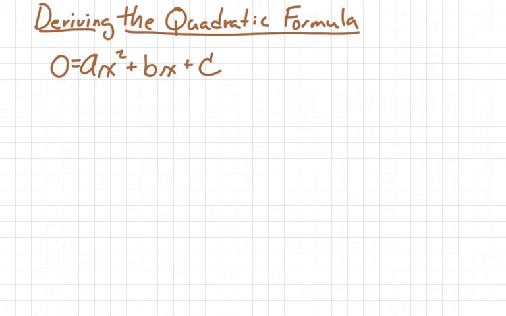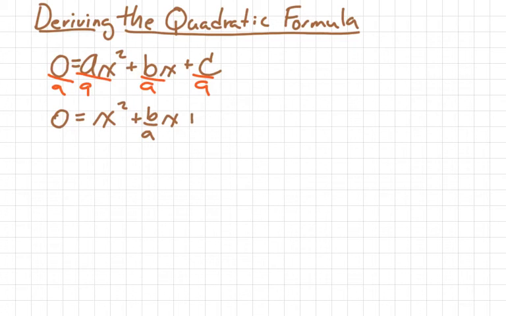The first thing I need to do is realize that I cannot do completing the square if a is any number other than 1. So what I have to do is divide everything by a to ensure that my leading coefficient is 1. So I'm going to divide everything by a. Okay. And what I get is 0 divided by a is 0 is equal to x squared plus b over a x plus c over a.